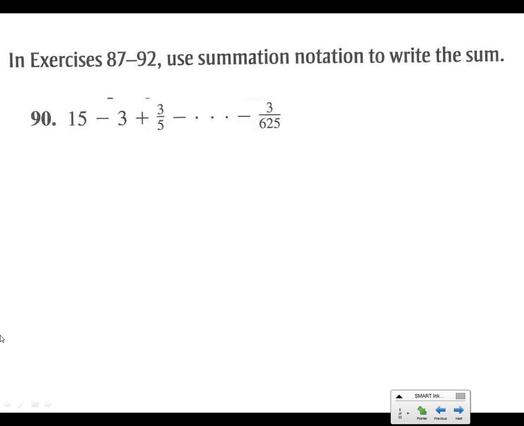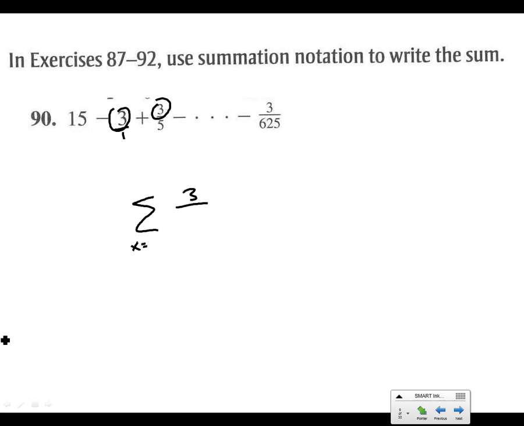Moving along. 90, let's use summation notation to figure this out. Alright, so we're going to have something like this. X equals, we'll need a number on top, and we'll need a formula. So let's figure out what's staying constant. It looks to me, if I put a 1 underneath this, that the 3 is pretty much staying constant the whole time. So we're going to have 3 over something.